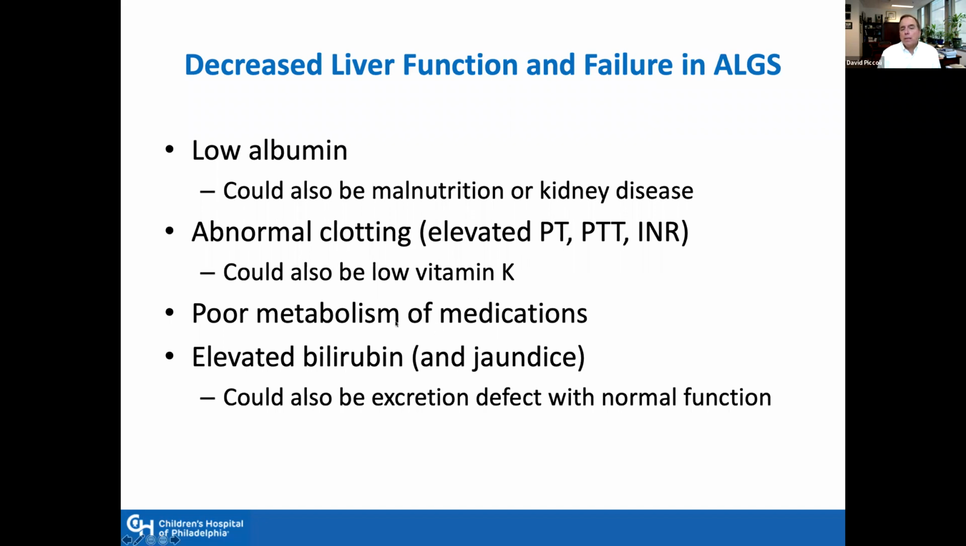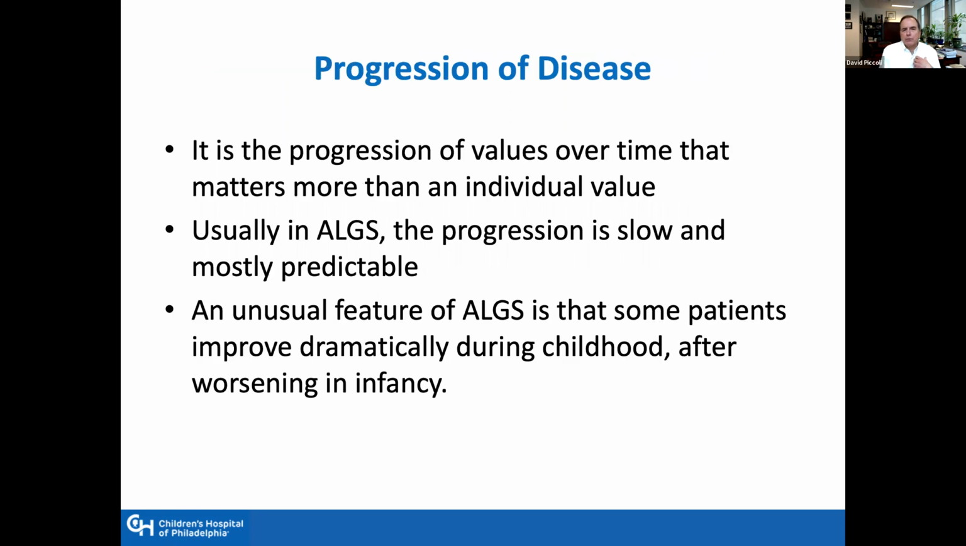There could be poor metabolism of medications. And so sometimes we dose adjust those. And then elevated bilirubin is sometimes just excretion. And sometimes as the liver is failing, that goes up more and more. So these are complicated, and each has a second reason why it might be abnormal. But these are the things that are more representative of liver function rather than damage.